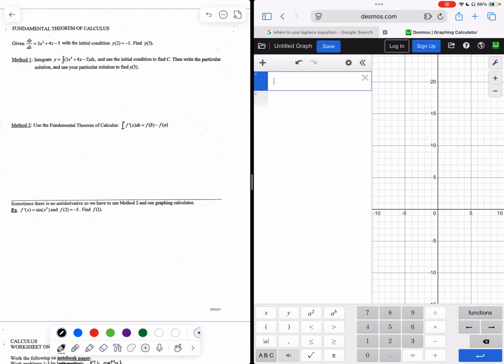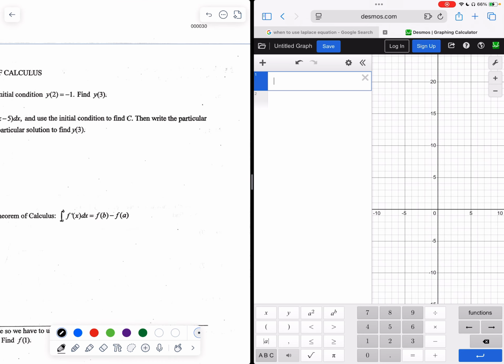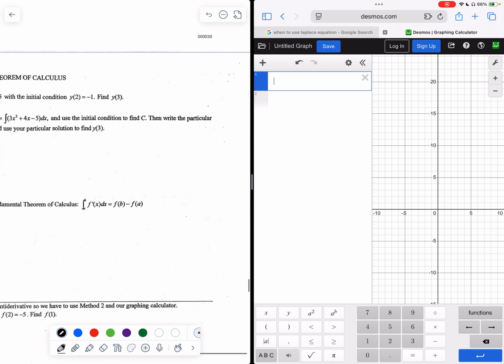Hello, welcome back. In this video, we're going to talk more about the fundamental theorem of calculus. So I'm going to go ahead and review that real quick for you. The fundamental theorem of calculus, remember, says if we take the integral from a to b of f prime of x dx, this is going to give us the difference in the values of the original function. We've talked about this before.